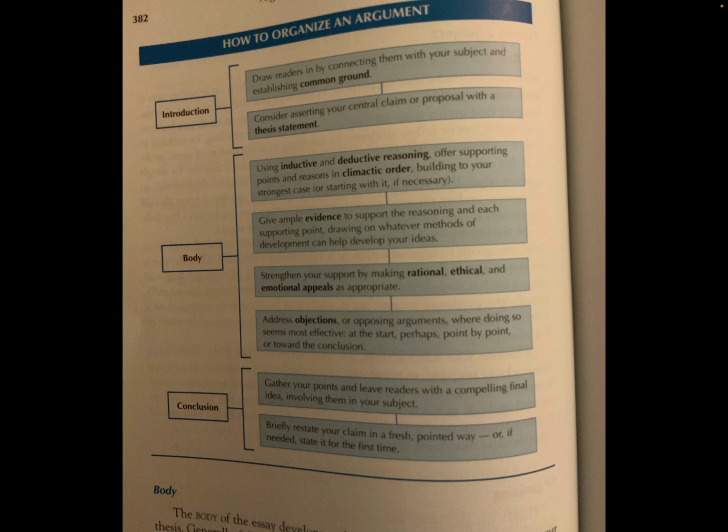I know that for the first one, it says use inductive and deductive reasoning, so offer supporting points and reasons in climactic order, building to your strongest case or starting with it if necessary. Then you give ample evidence to support the reasoning and each supporting point, drawing on whatever method of development can help develop your ideas, and then strengthen your support by making rational, ethical, and emotional appeals as appropriate.